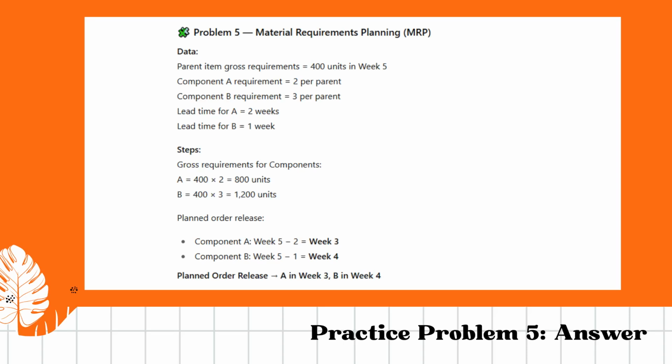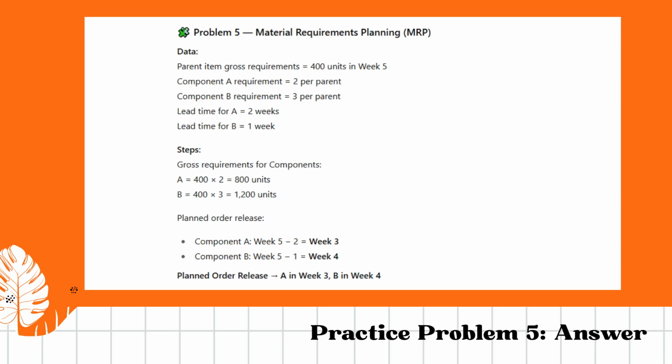Explanation. Problem 5. Let's plan when to release the materials for production. We start by multiplying the parent demand by the number of components needed for each item. That means we'll need 800 units of component A and 1,200 units of component B.